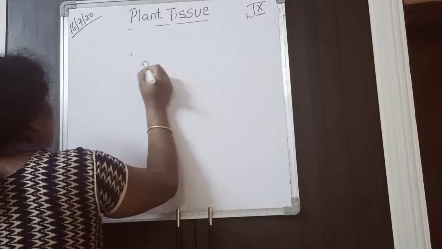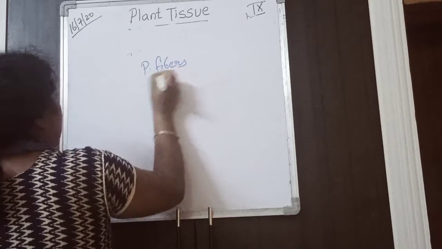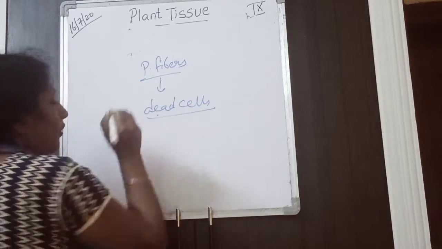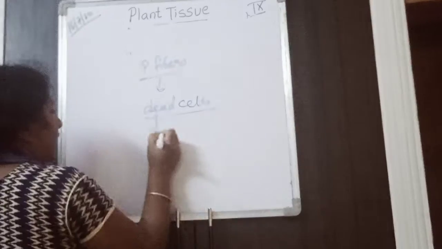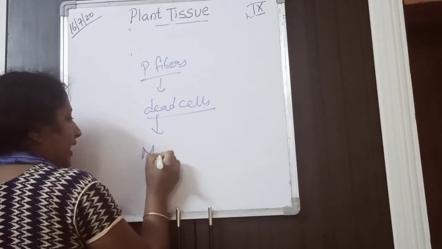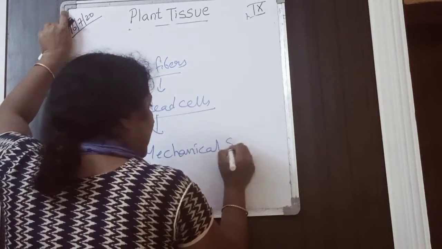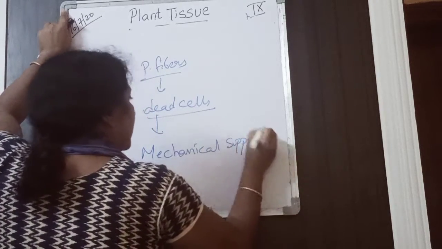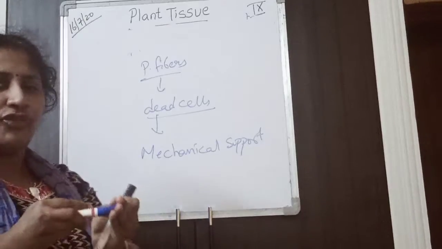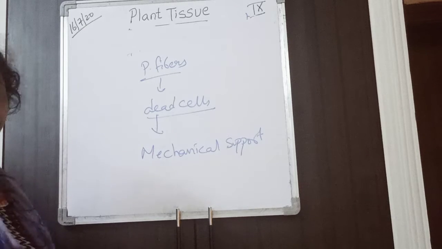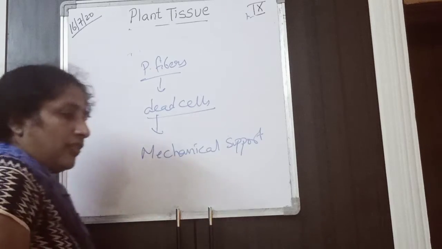Phloem fibers are dead cells. So they are dead cells. So what is the function of them? They are all fibers, which means they are giving mechanical support. Just remember, the word fiber means they are giving mechanical support to the phloem tissue. So mechanical support is being given to the phloem tissue by phloem fiber cells. So this is about phloem.